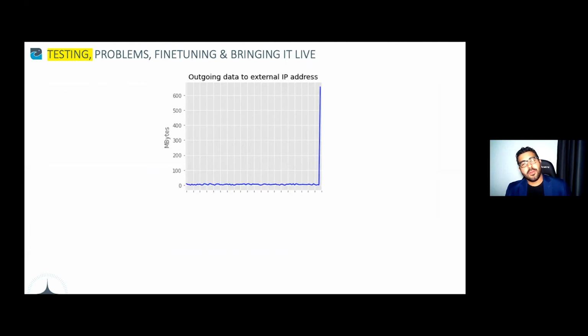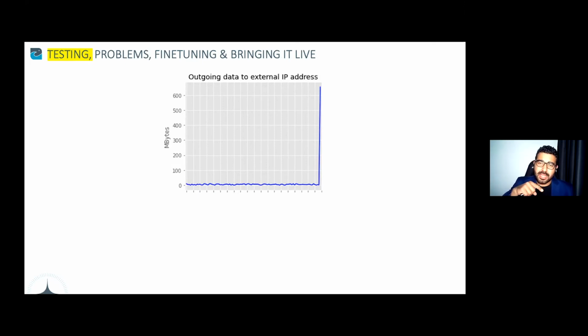But I need to tell you what the problems are. How should you fine tune? And how can you bring this live? Because I usually recommend that before bringing it live, you test over the data. If you do tests with the data that you have, you will notice that these types of graphs will appear.